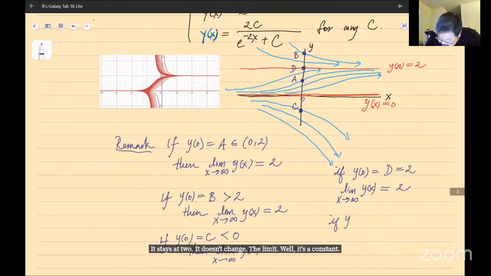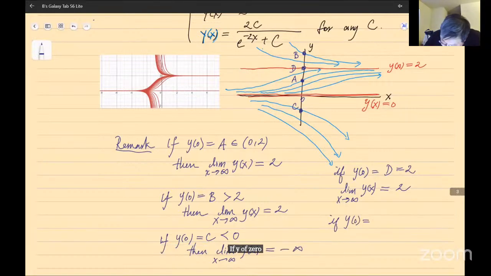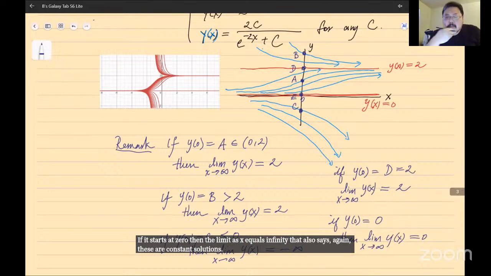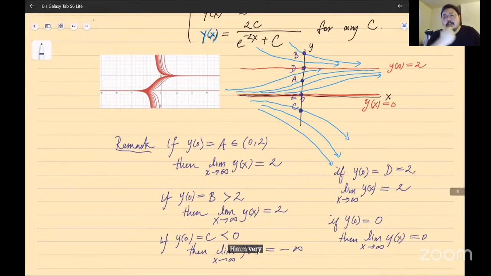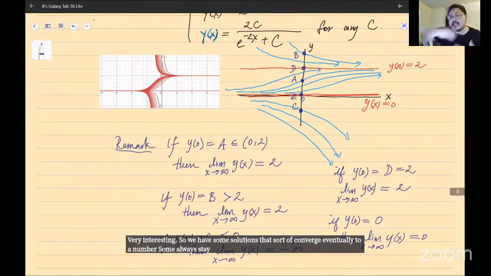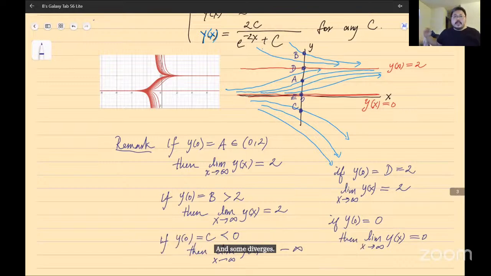If y of 0 is equal to, let me make this point E right here, if it starts at 0, then the limit as x goes to infinity also stays 0. Again, these are constant solutions. Very interesting. So some solutions eventually converge to a number, some always stay constant, and some diverge. Why should this make sense, right?